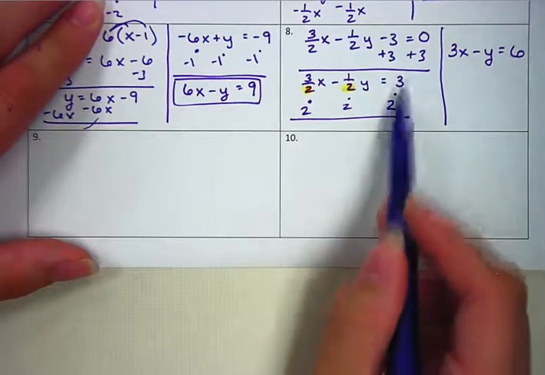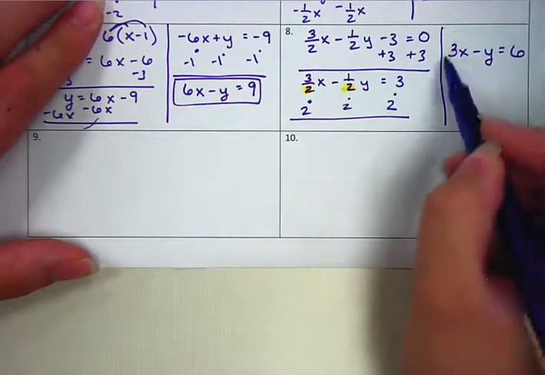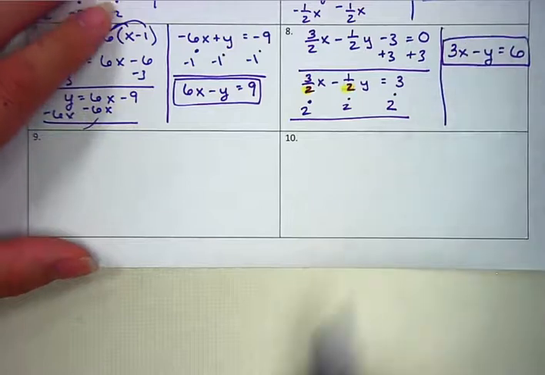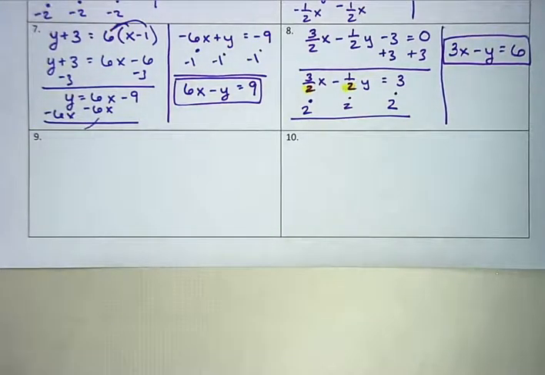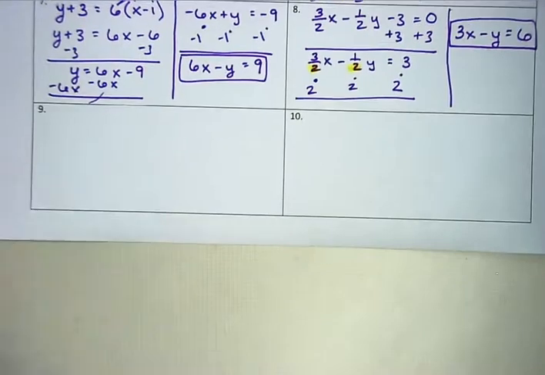Don't forget to multiply the constant. Okay? Now we're in standard form, and we're done. Integer coefficients, 3 is positive. So let's try number 9.